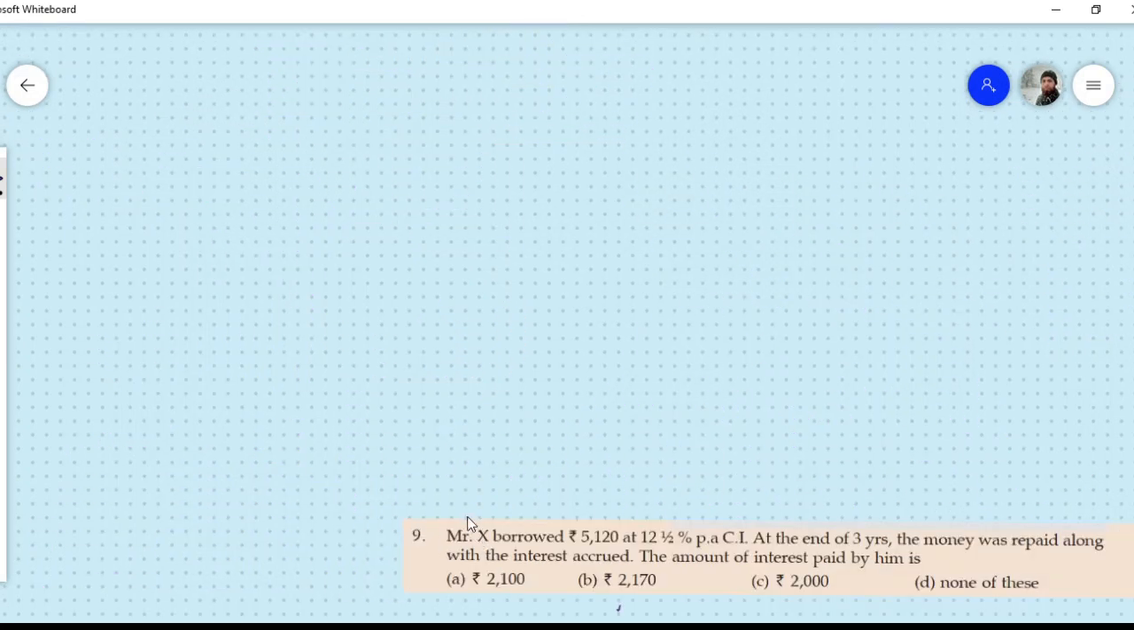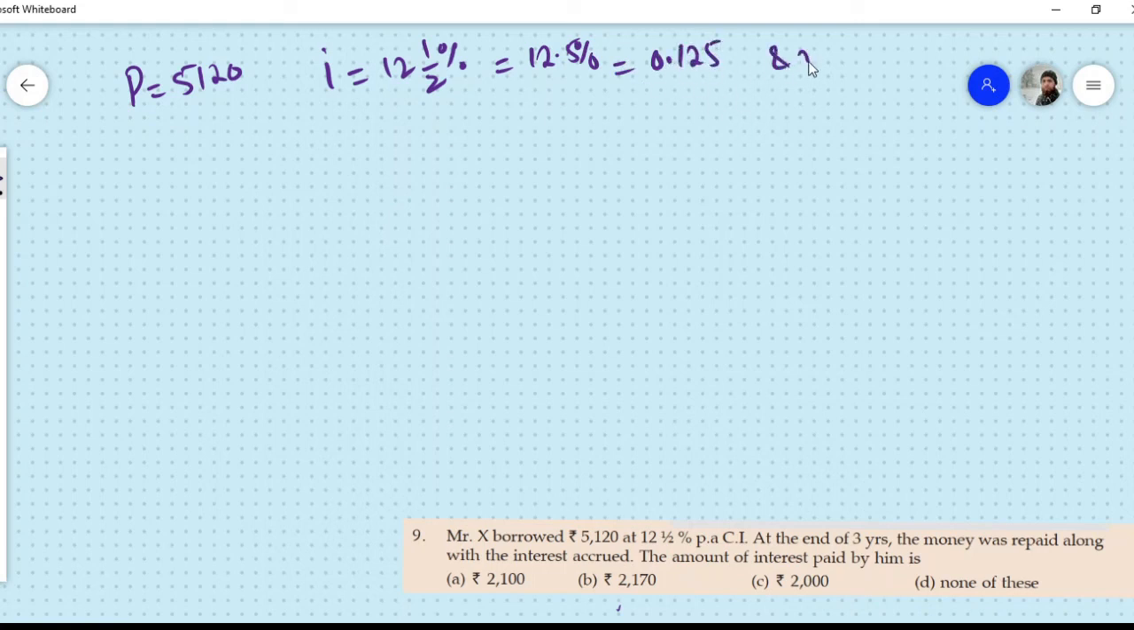Question number 9. Mr. X borrowed rupees 5120 at 12 and a half percent per annum compound interest. At the end of 3 years, the money was repaid along with interest accrued. The amount of interest paid by him is, four options are given. Since in this question the amount taken is 5120, interest is 12.5%, which is 0.125, and n is 3 years.